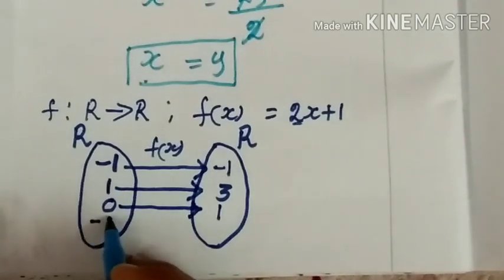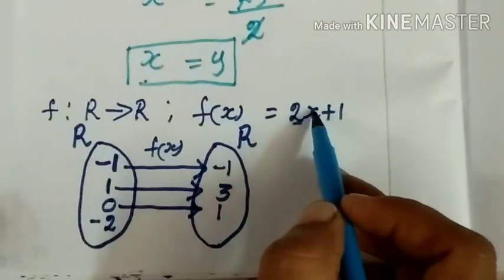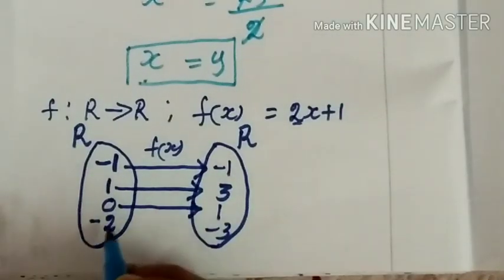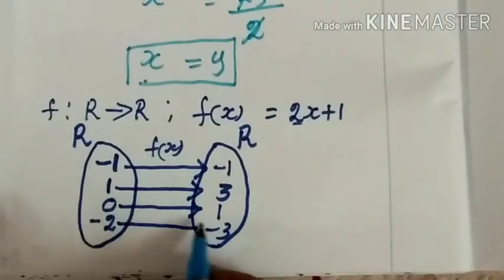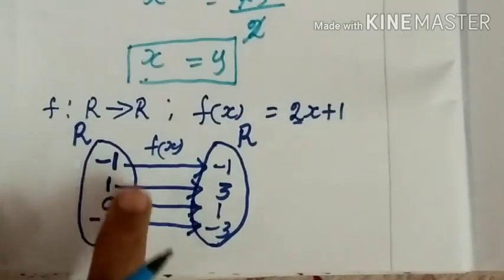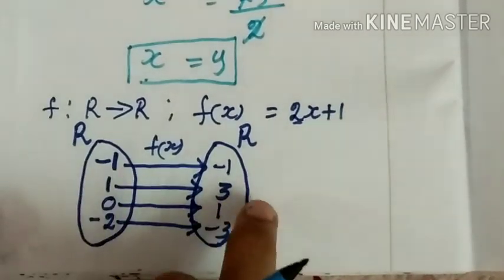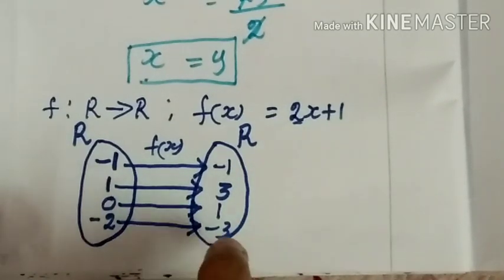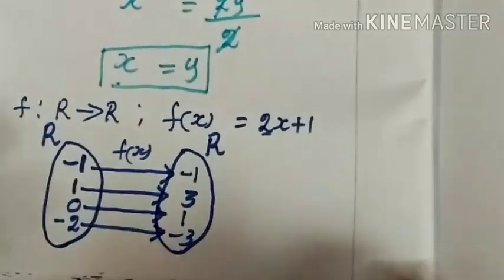Then next I will take minus 2. Minus 2 into 2, minus 4, plus 1, minus 3. Then minus 2 is mapping to minus 3. So from this arrow diagram, what do you observe? Yes, every element in the domain has a unique image in the codomain. Hence it is a one-one function. Write the reason here.